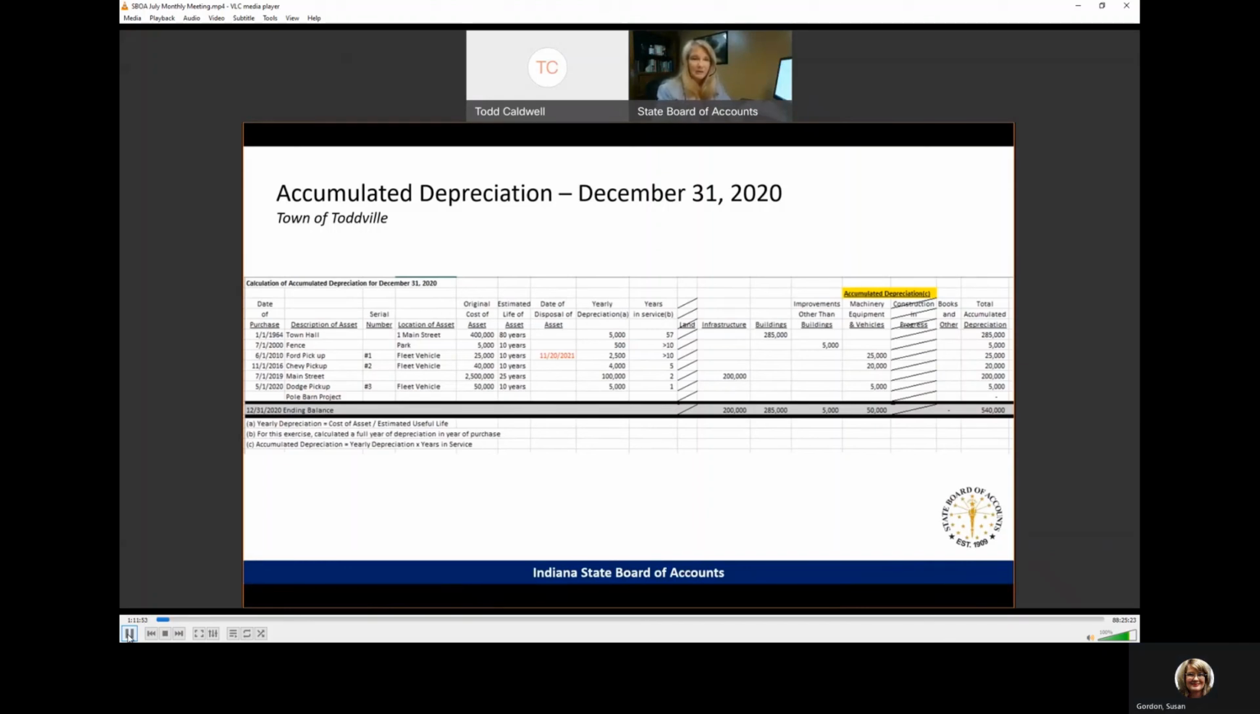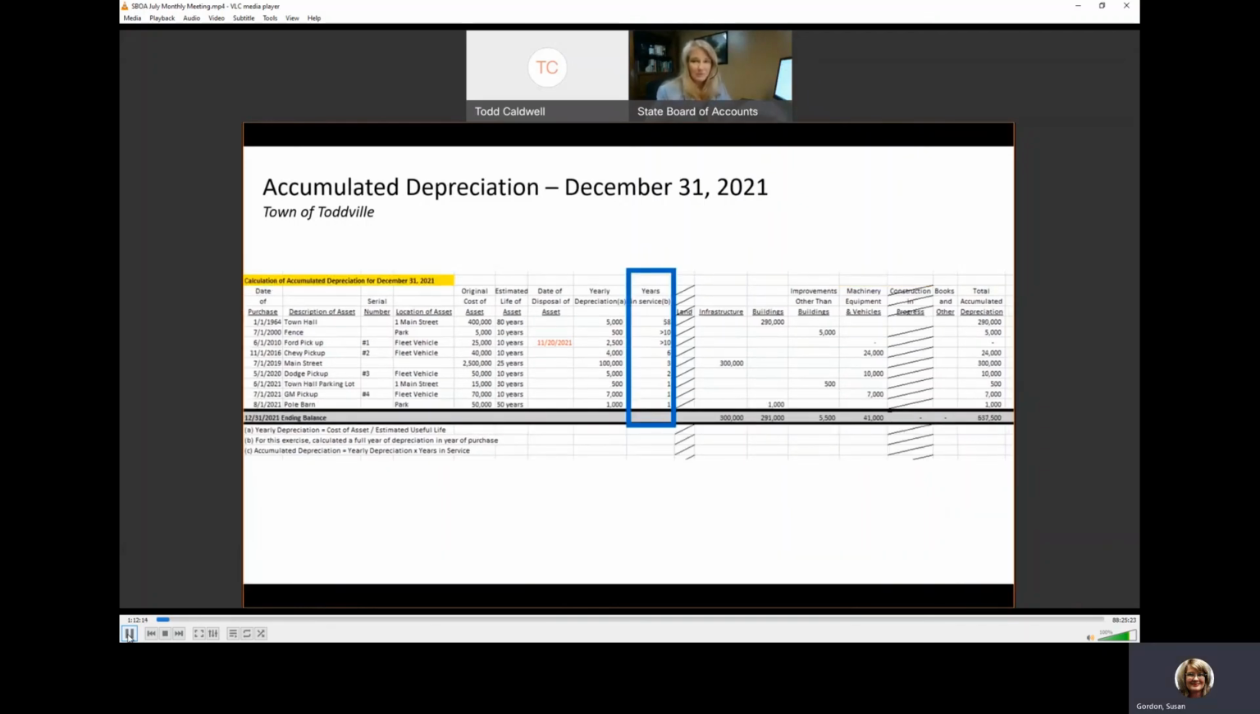So that's how I arrived, for the town of Toddville, at the accumulated depreciation by type of asset as of December 31st of 2020, so that you have a base for your beginning accumulated depreciation for 2021. Okay, so we'll move on.